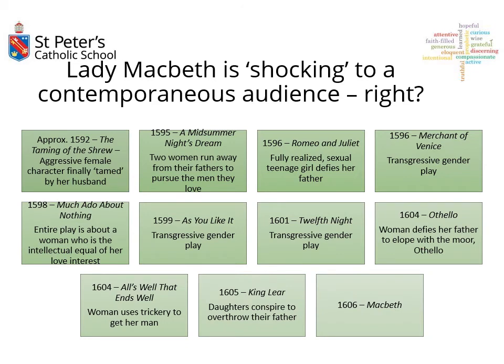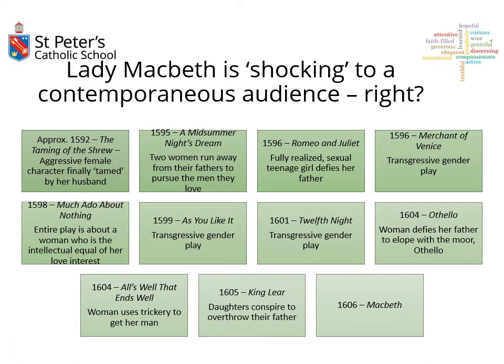This is what he does with women. So from 1592, we have the Taming of the Shrew, where we get an aggressive female character who is finally tamed by her husband. There are some problems in that one, but it's quite early. We then go to Midsummer Night's Dream, where two women run away from their fathers to pursue the men they love and get married at the end. They win. That's a comedy. In Romeo and Juliet, we have a 13-year-old girl who is a fully realised character, far better than she ever gets on film.